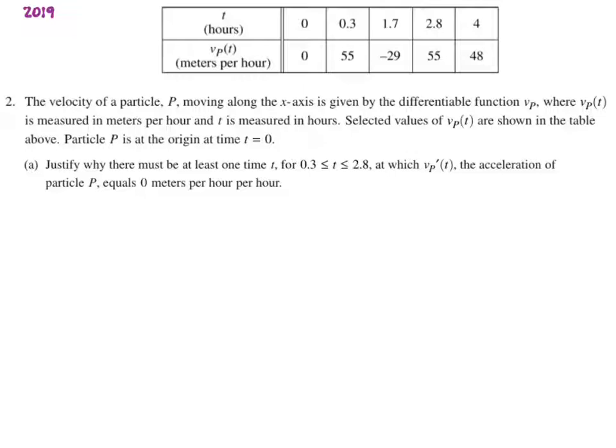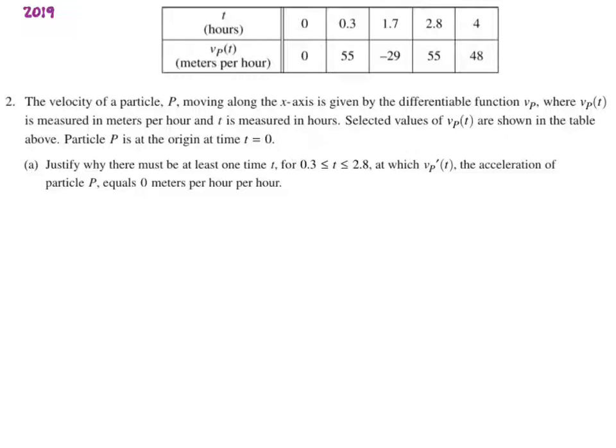we are looking to see if there is a time on an interval. That brings to mind all our theorems: intermediate, extreme, and mean value theorem. Because we are given information about velocity, and it's asking for information about V prime, or the acceleration, this is going to be a mean value justification.